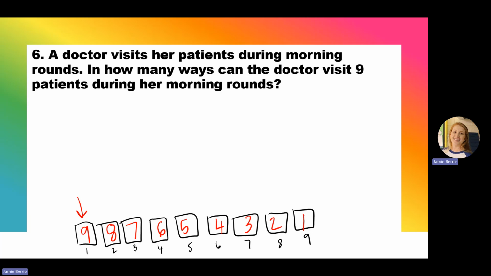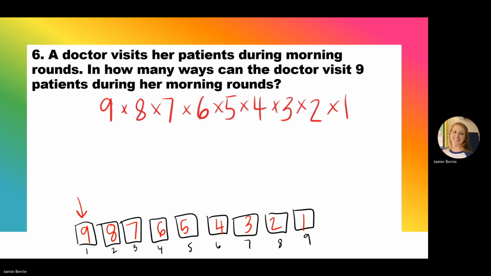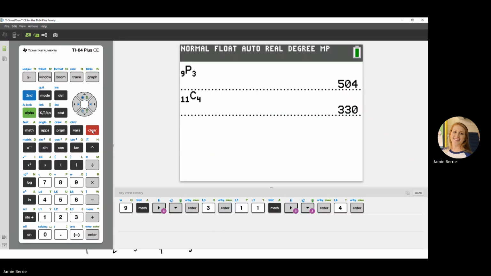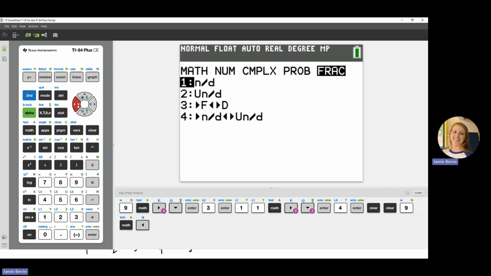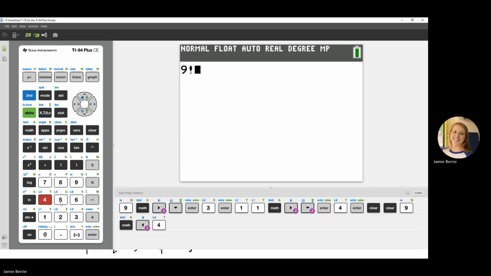All right, so this is just our fundamental principle of counting. And what we've created here is 9 factorial. Let's go plug in 9 factorial to our calculator. 9 factorial is 362,880.